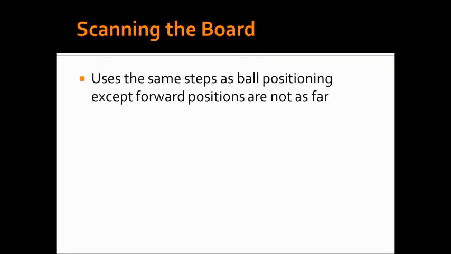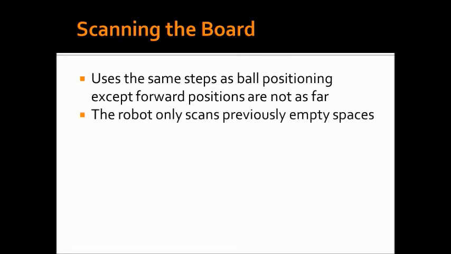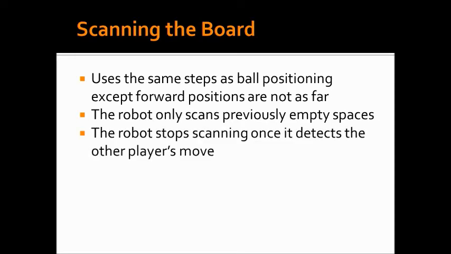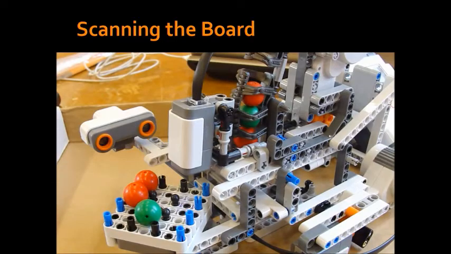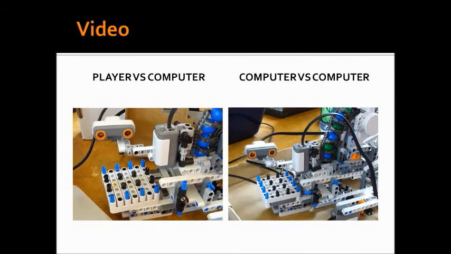Scanning the board. It uses the same steps as ball positioning, except the forward positions are not as far. The robot only scans previously empty spaces. The robot stops scanning once it detects the other player's move. The robot does not scan the board when it plays against itself. And here you see it scanning at one of the corners, and compared to the previous picture, it's not as forward as before.